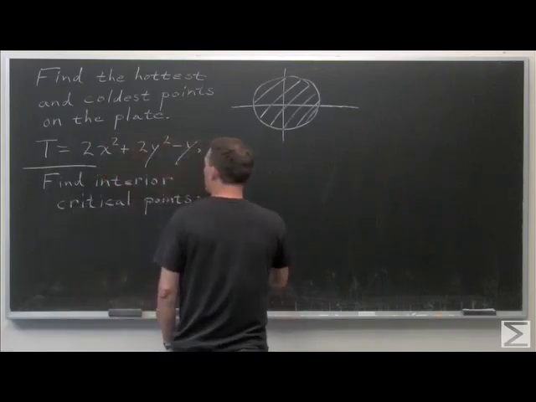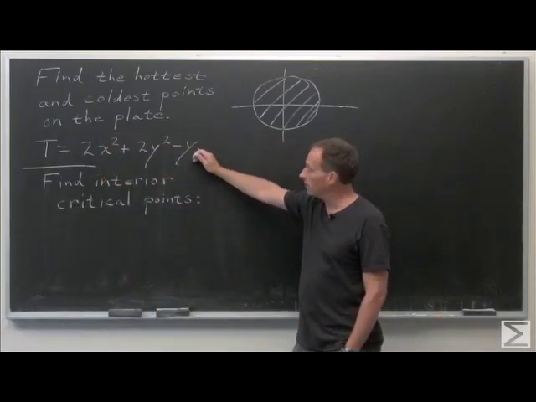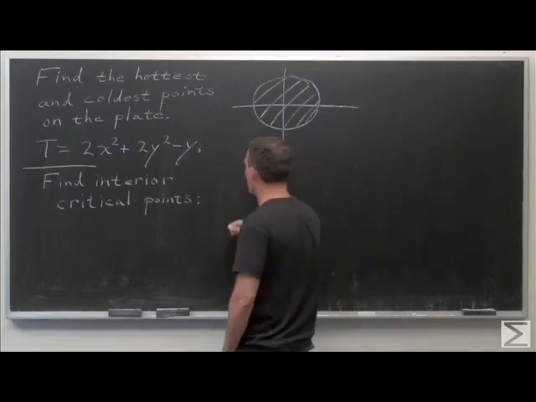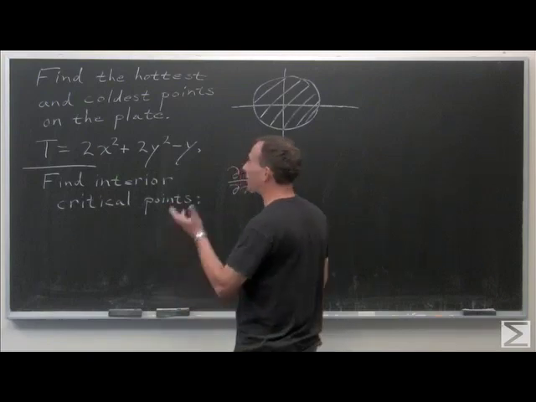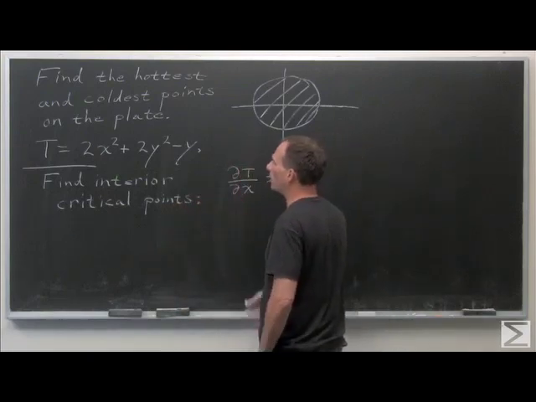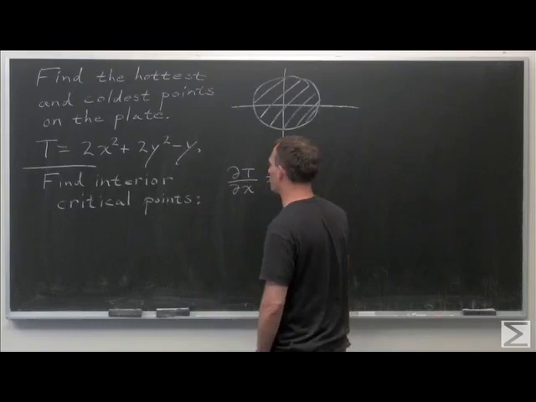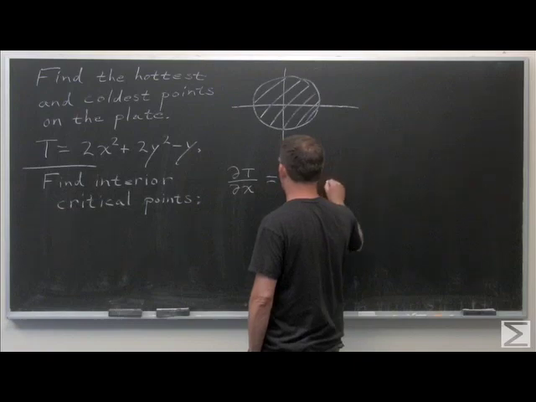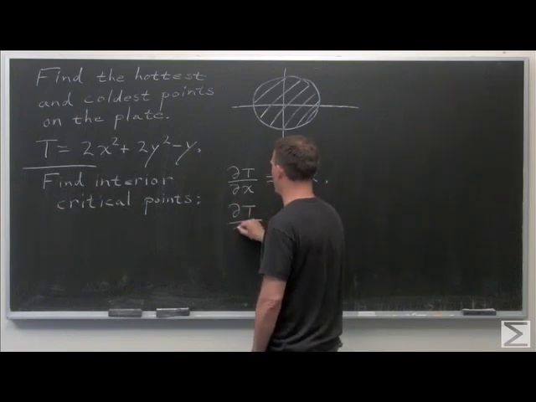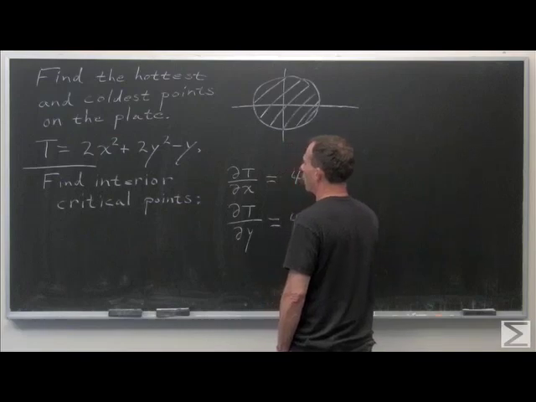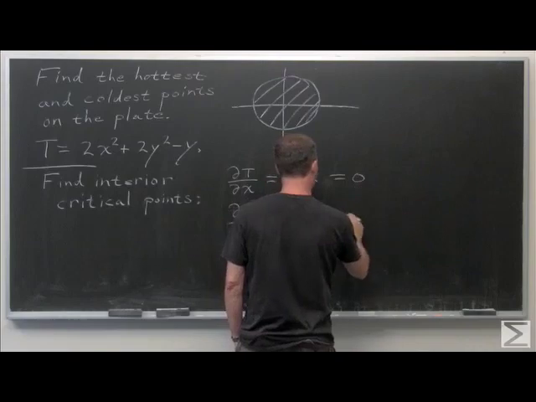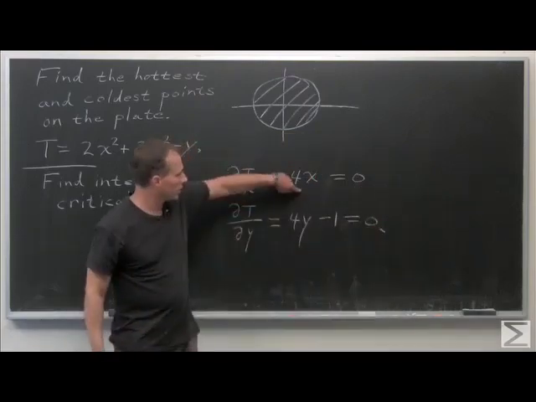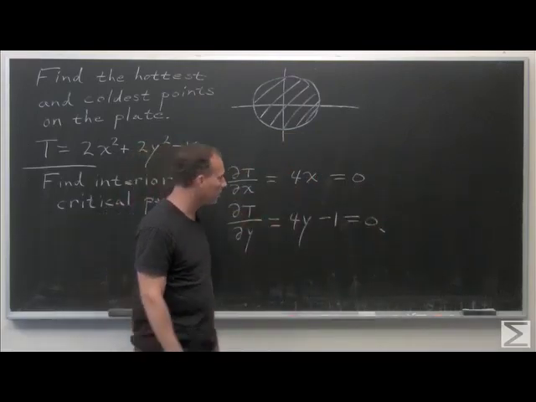Okay, so we're going to take, as I said, the total derivative of this. It exists everywhere, so we want to know where the gradient vector is zero, because those will be the only critical points. The partial of t with respect to x is 4x, the partial of t with respect to y is 4y minus 1. You set both of these equal to zero and solve simultaneously. You get x has to be zero, and y has to be a fourth.